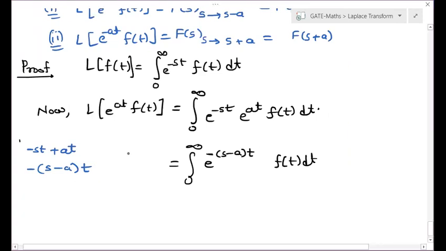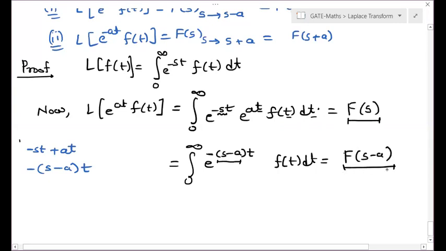Okay. So, what is the definition of Laplace, right? We were writing this as a function capital F of s. Why? See over here, in this integral the variable of integration is t only, but here it is s. So since here we are having s, we were writing it as capital F of s. Here, instead of s, we are having s minus a. So it is F of s minus a. This is its proof. Is it clear?